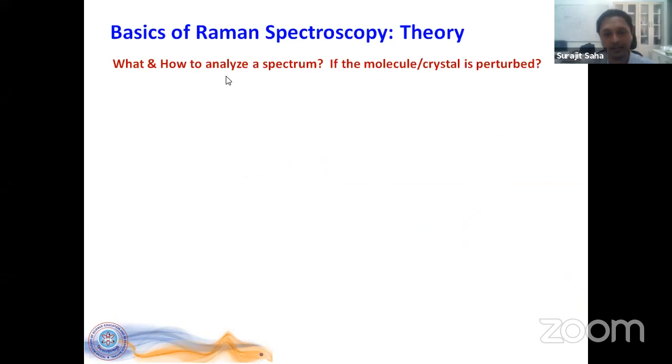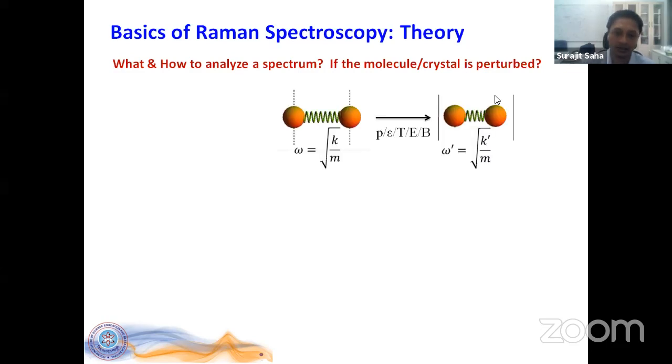Now, we know those three parameters and how we can analyze them, but let's see more details in terms of perturbations. Let's say this is the molecule, or this is the diatomic system, where we know that the frequency depends on the spring constant and the effective mass. I have omitted the constant term, so do not worry about it. I have also changed the notation, so pardon me for that. Now any external or internal perturbation, which I'm denoting with different parameters, for example, P stands for pressure, epsilon is the strain, T stands for temperature, E stands for an electric field, B stands for a magnetic field, or any other thing that you can imagine.